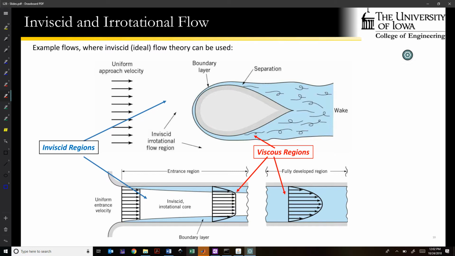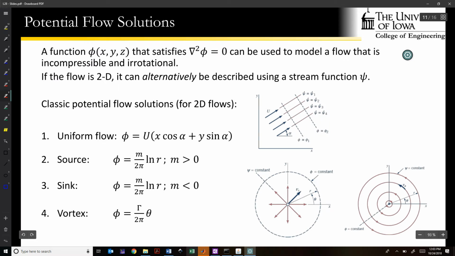So the idea of ideal flow theory, now that we've set it up, and I only have a couple more slides here, is this. We've got a standard toolbox of what we call potential functions, or velocity potentials, that describe very useful types of flows.